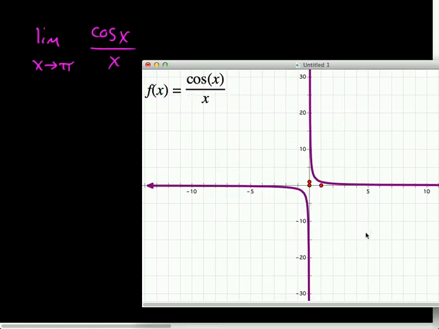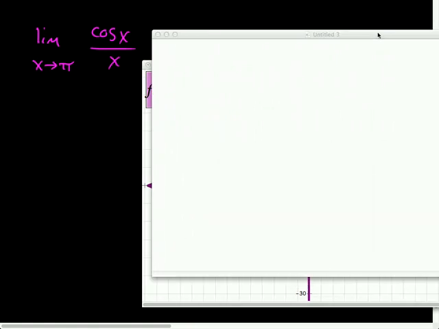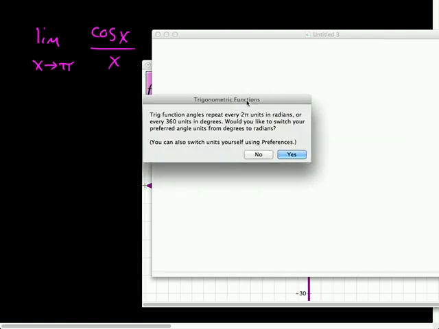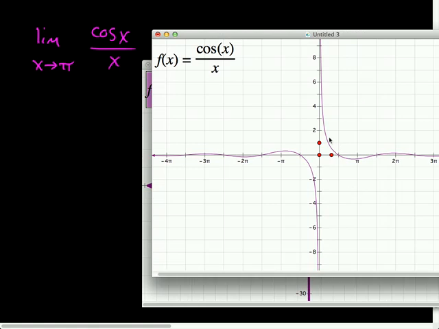And, wow, that's really bizarre. Actually, I wonder if this is in radian mode. Let me just start with a new one. Yep. Graph cos x, because I think it'll ask me to put it in radians if I do. And then it'll say, trig function, blah, blah, blah, 2 pi radians. And I'll say, sure. There we go. That's awesome. Holy crap, that looks so weird.